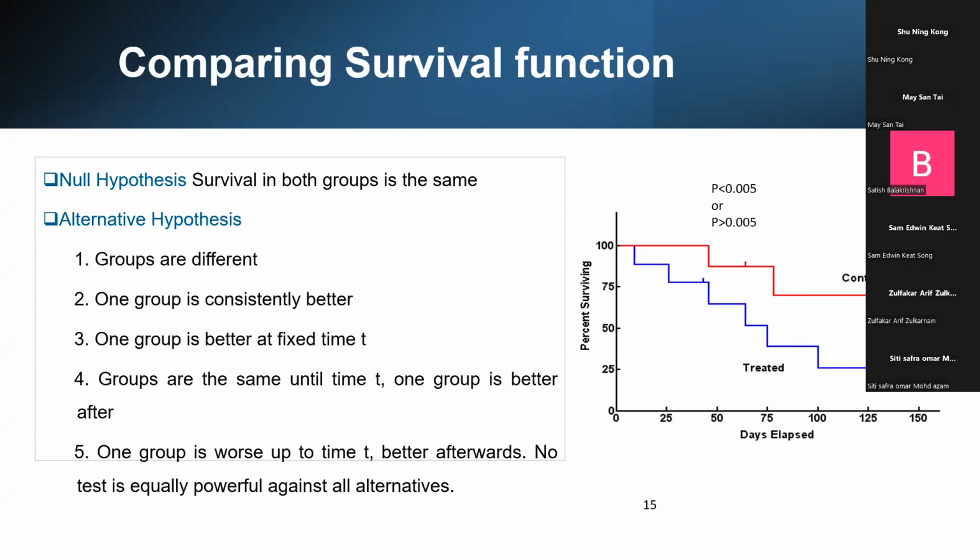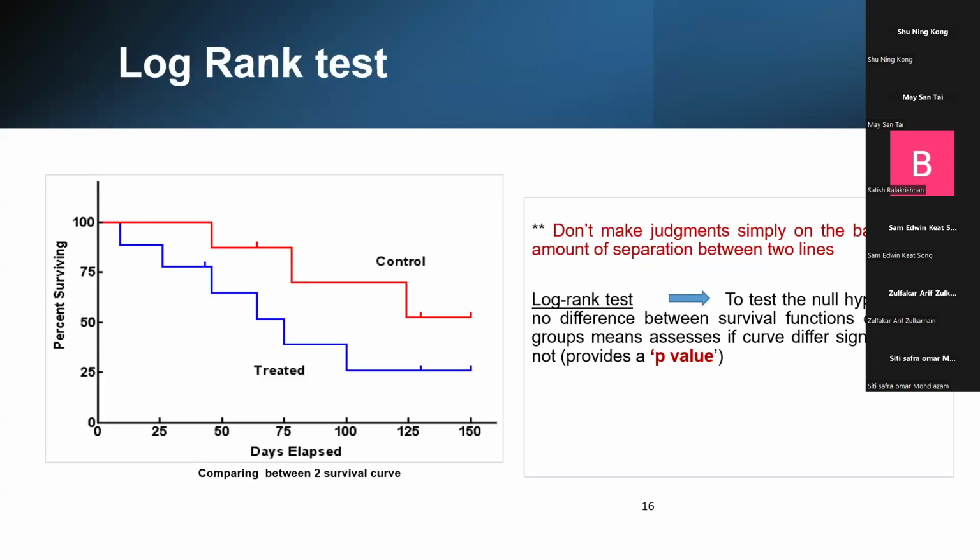So how are you going to accept your null or your alternative hypothesis? When the p-value from the log rank analysis is more than 0.05, what does it mean? There is no difference, right? No difference means you are accepting the null hypothesis. When the p-value is less than 0.05, there is a difference, so you're accepting the alternative hypothesis.